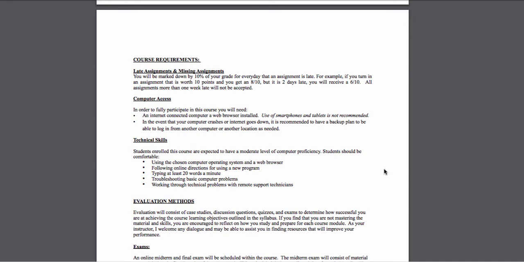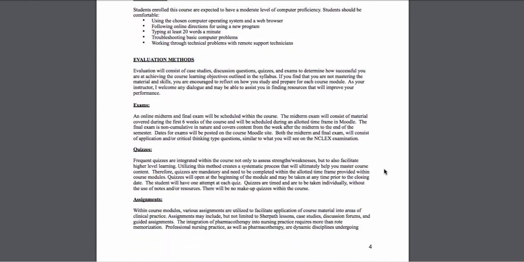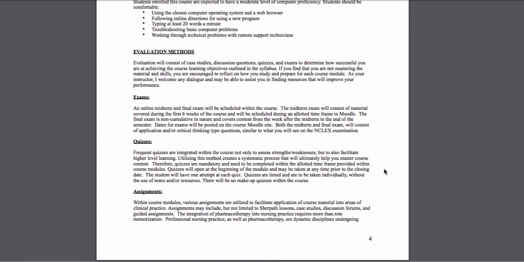These are just some general technical skills. You can take a look at that. In terms of course evaluation, the course will consist of case studies, discussion questions, and the case studies are integrated within the discussion questions. We have course quizzes and exams, and it's to look at how successful you are at achieving the course objectives, and it's also utilized to help you learn the material as well.